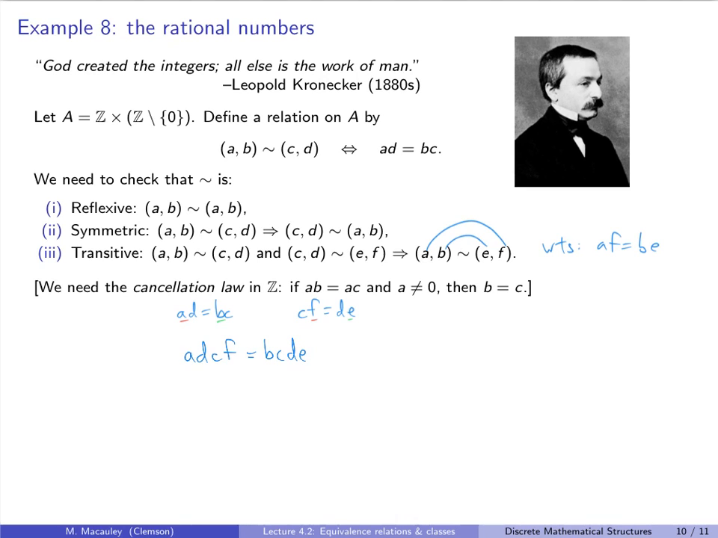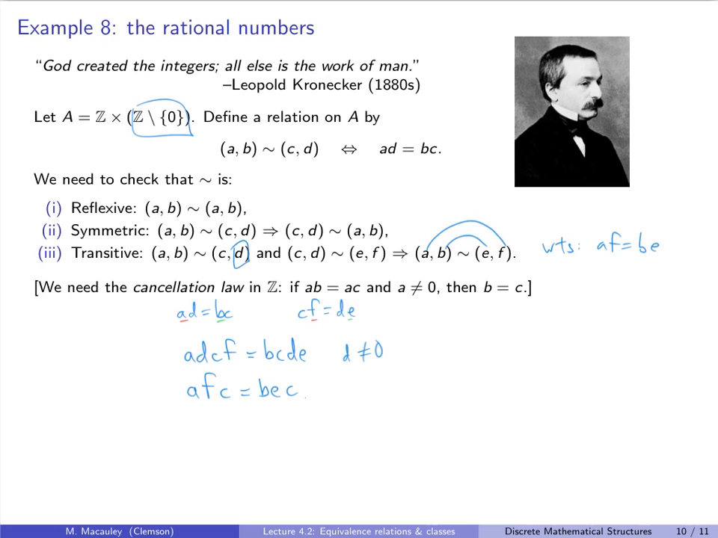And what do we know? Let's see, what's common to both sides? We have a D on both sides, and we know D is non-zero because it's in the second coordinate. So we get that AF times C equals BE times C. So this is almost what we want to show. If we could cancel the C's, we're golden. But we can't cancel the C's because C might be zero.